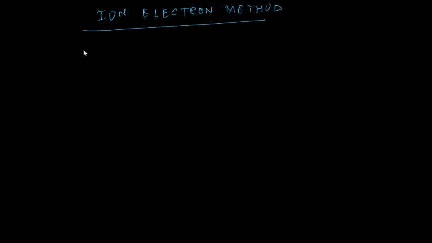Hello everyone. In today's session, we are going to discuss the ion electron method. The ion electron method is a method to balance chemical reactions, and it is also known as the half cell method. It is used in electrochemistry to find the EMF of the cell by combining anodic and cathodic reactions. So now let's see an example based on it.